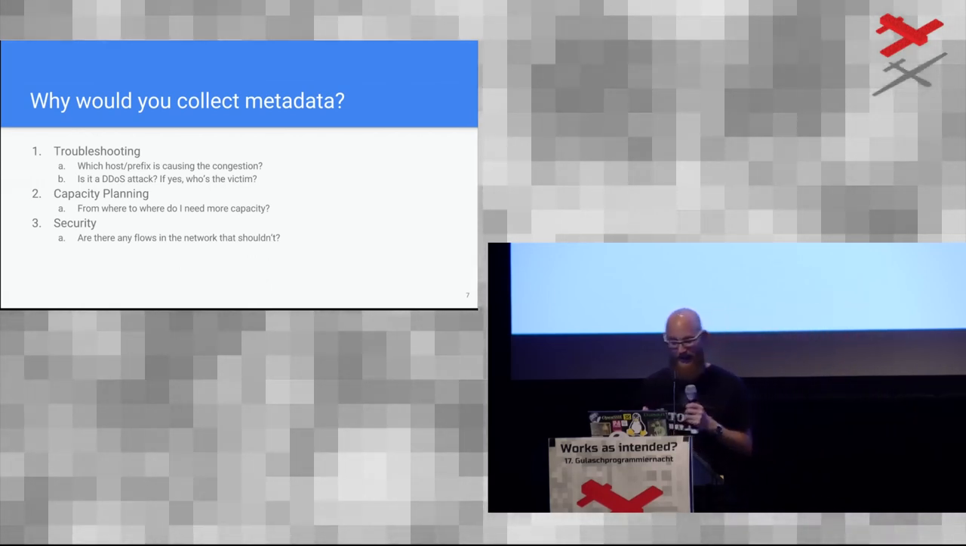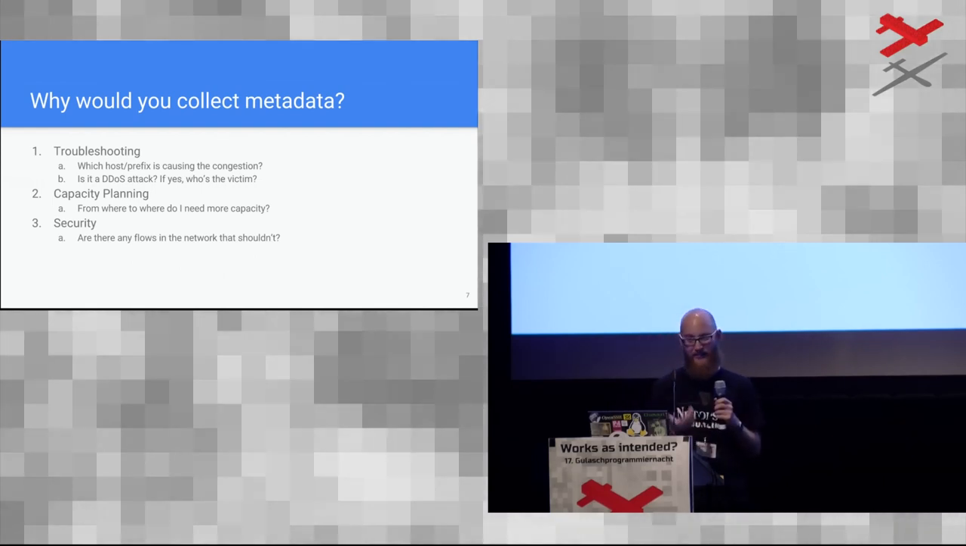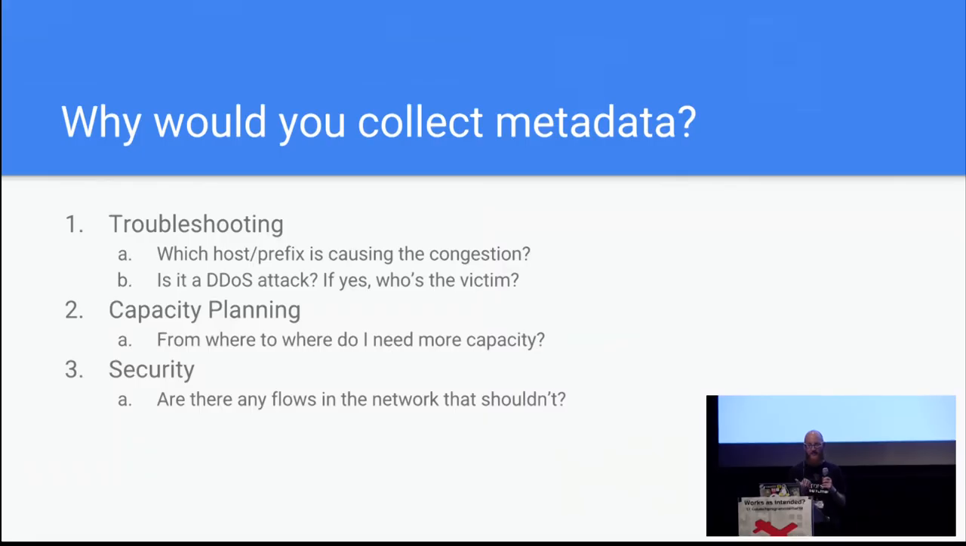Or when you have a DDoS attack, your links run full. Again, the question is who's under attack, which IP address? Because you need to know who's under attack so you can install maybe a blackholing route or something so that the traffic gets dropped at the perimeter and doesn't congest your backbone network.